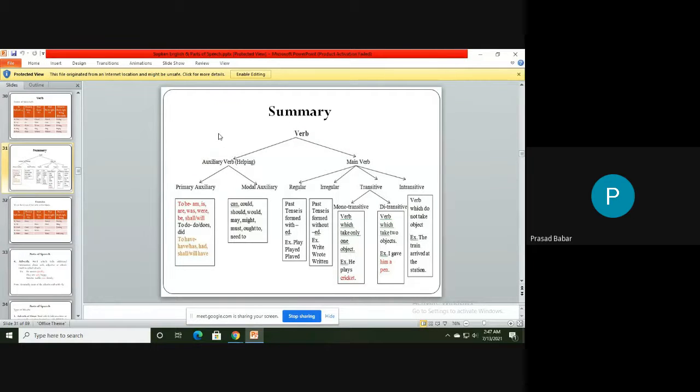So the fourth form in the main verb is intransitive. Okay, so intransitive, the verb which does not take an object is called an intransitive verb. If we take an example, the train arrived at the station. The train arrived at the station. In this example, we can find that there is a subject, the train, and verb arrived.